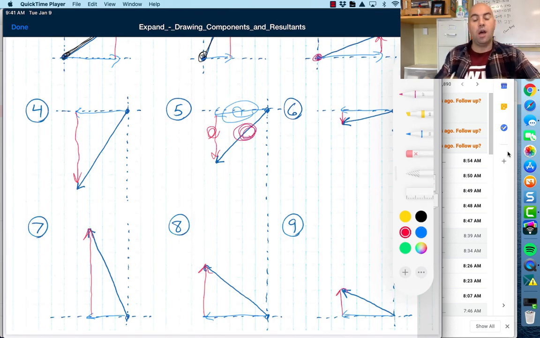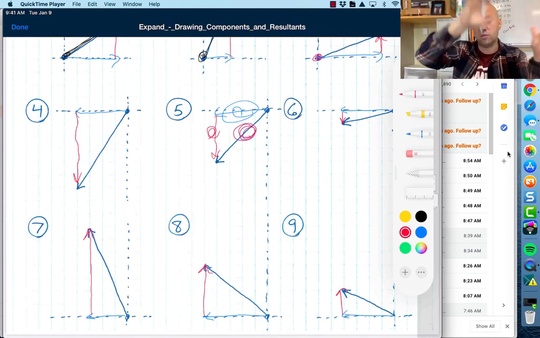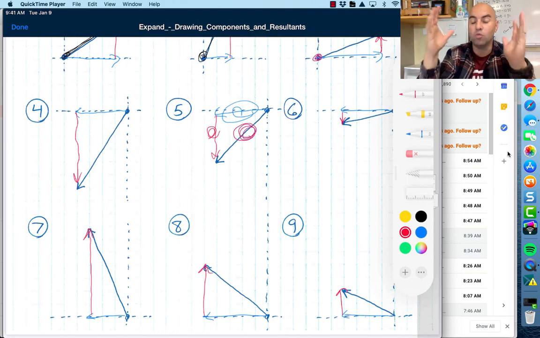All right, so I hope that makes sense on how to take the components and then make the resultant, or how to take the resultant and then figure out what the horizontal and vertical components are. This is going to be something that's really important as we continue to march through physics. And if you have any questions, let me know.